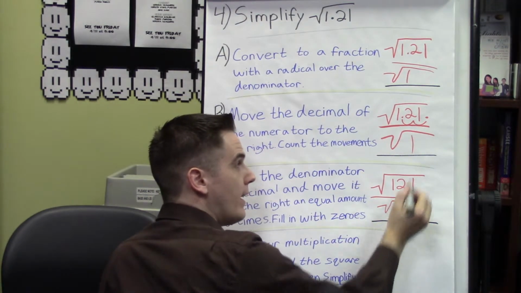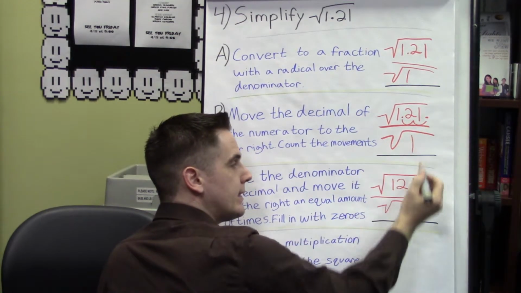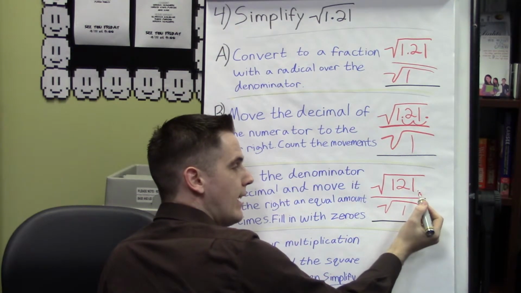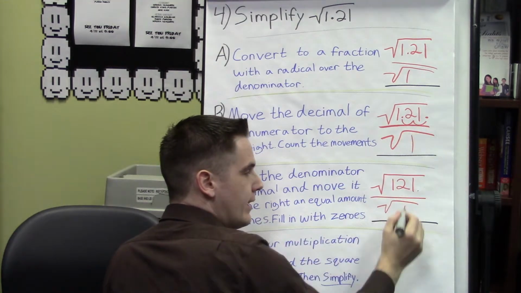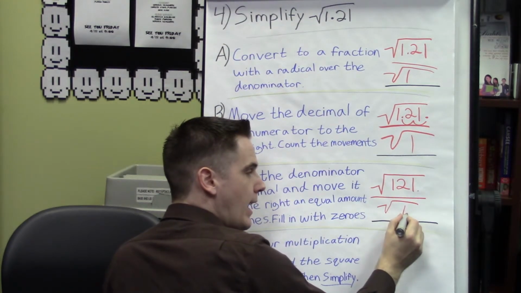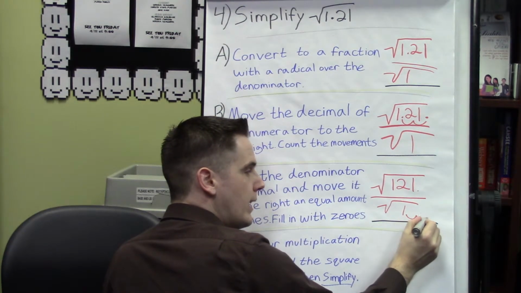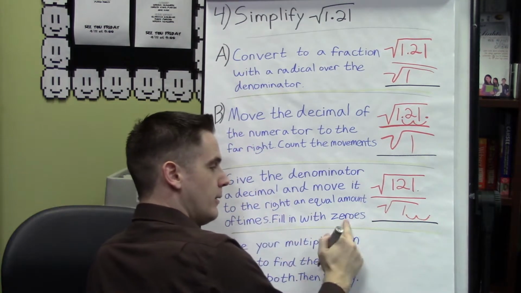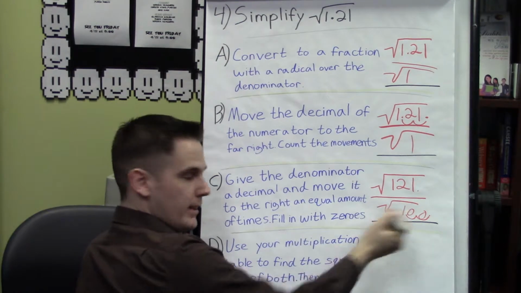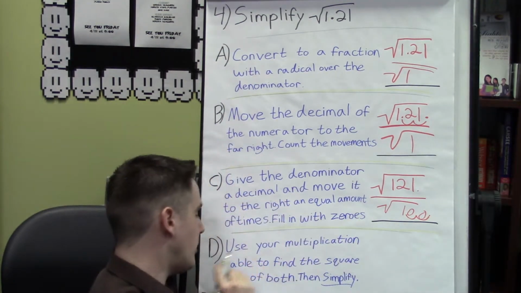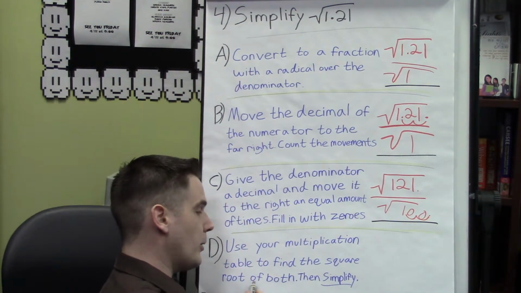So we had a 1 there. Up here we moved it twice. It's at the end, or you can just throw it away because it's at the end. But you moved it twice here, so if there is no decimal, add a decimal. Move it twice, fill in with zeros. Then, sorry, that's messy. Then, use your multiplication table to find the square root of both.